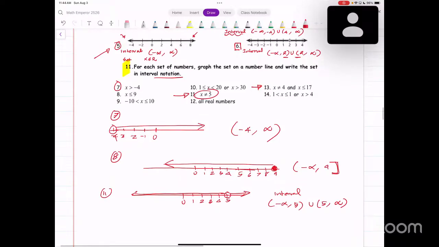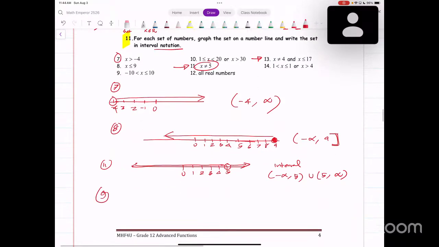Now, let's go back to number 9. How do we do number 9? Number 9 is between -10 and 10, so it is pretty straightforward. This is 0, this is going to be -10, and this is 10. Start from here, but do not include -10. Include 10. So it is going to be every single number between here.